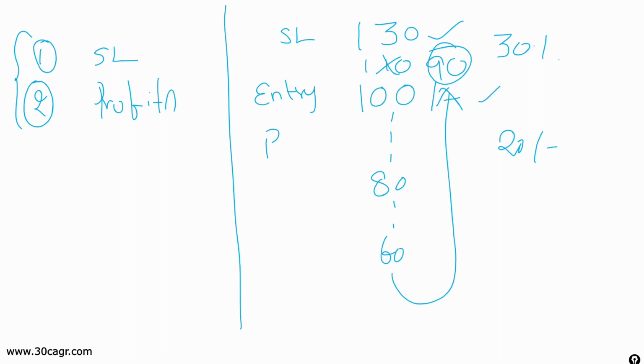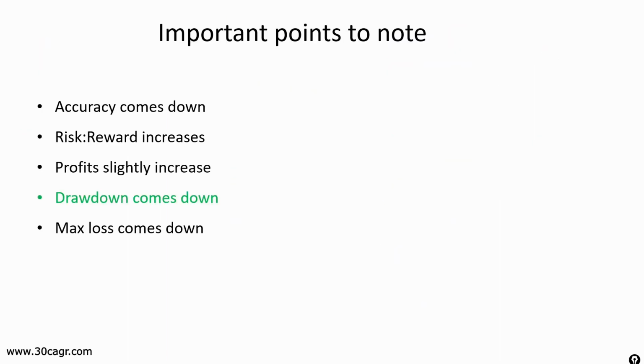So simplistically, this is what a trailing stop loss is. All right, now let's talk about some important points before we actually see how we implement this trailing stop loss in our ISS strategy. First thing that you need to remember is the accuracy comes down.